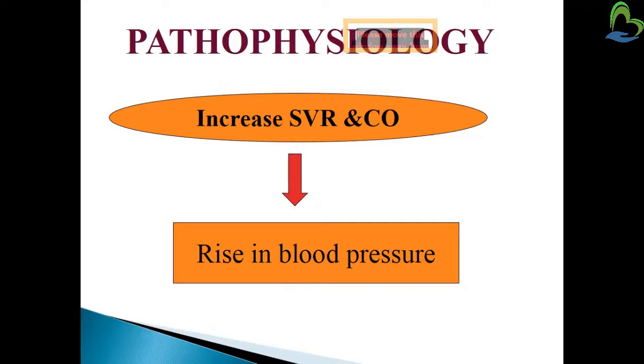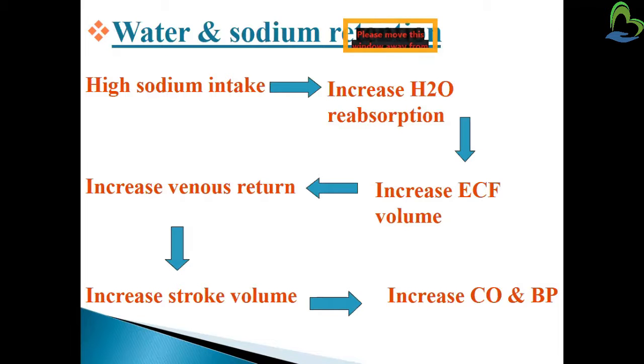Let's go towards the pathophysiology. Increase in systemic volume resistance and cardiac output, and rise in blood pressure. Whenever the systemic volume resistance is increasing and the cardiac output is increasing, whenever the blood is flowing from the cardiac chambers towards the blood vessels, there will be a rise in blood pressure. Vessels will have an exertion of blood pressure. What are the other factors responsible for that?